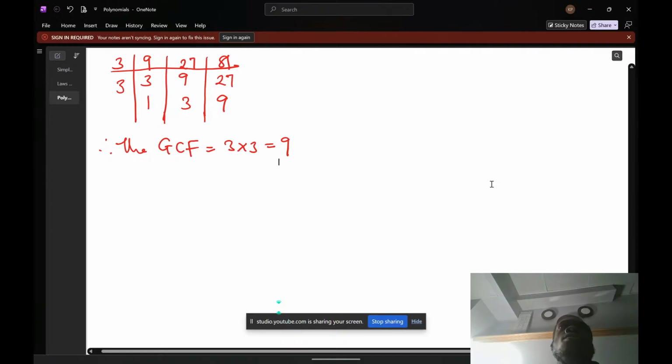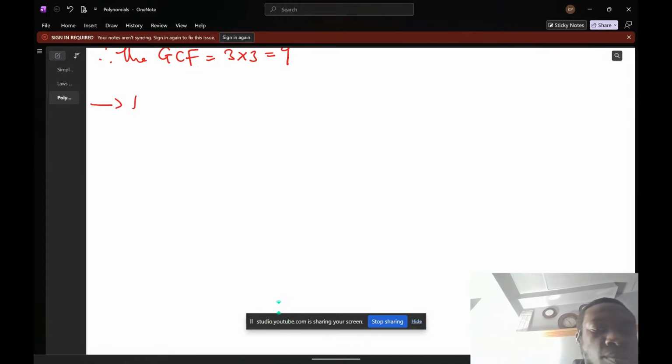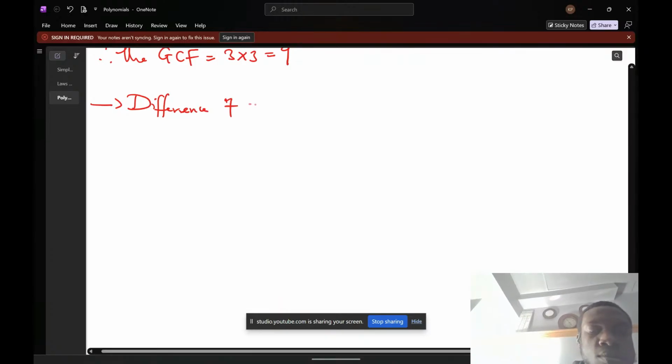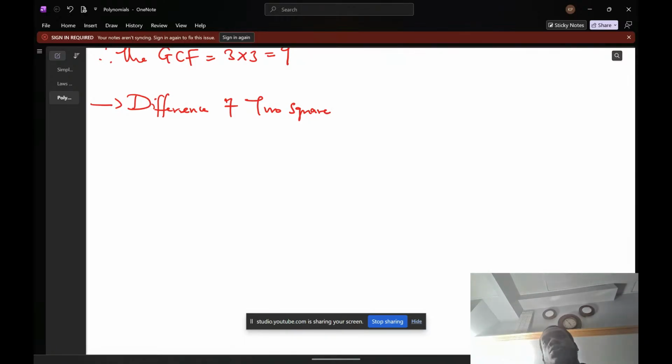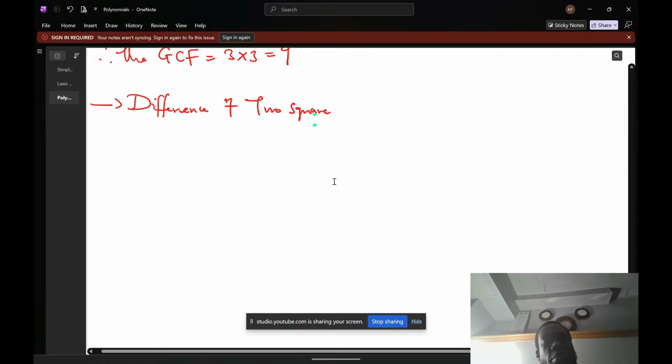Okay, so now I would like to talk about difference of two squares. Difference of two squares says that whenever you have a negative between two perfect squares, then when you are expanding it, one of the terms will be positive, the other term will be negative.